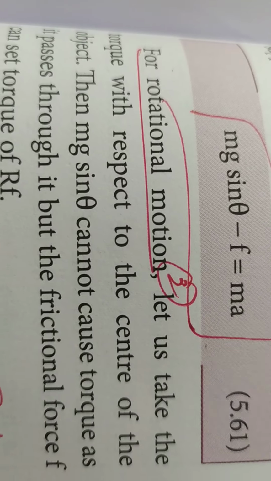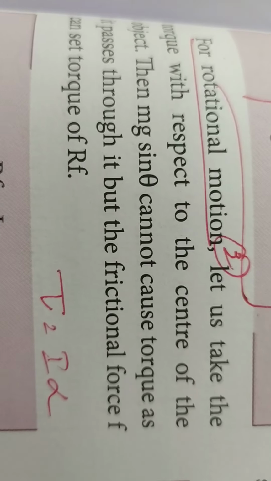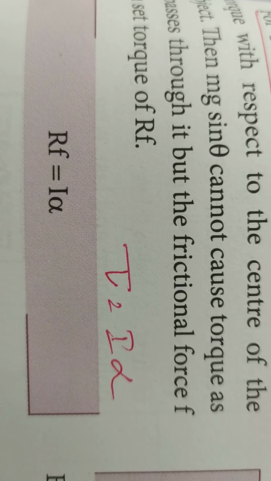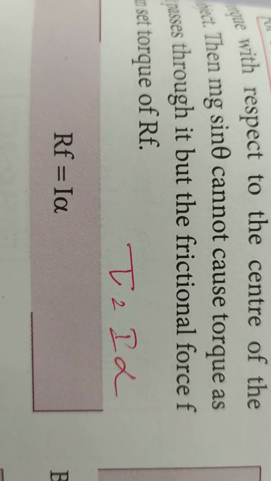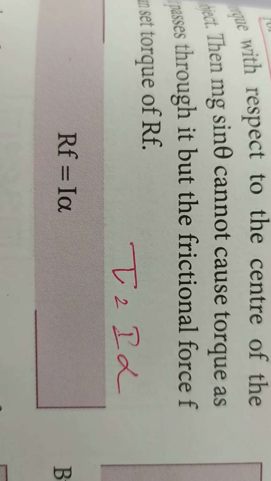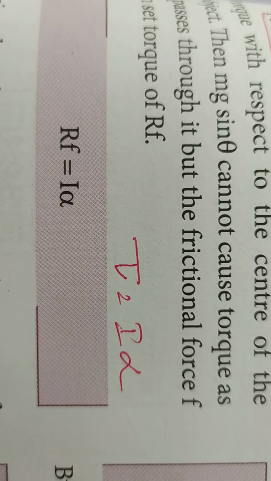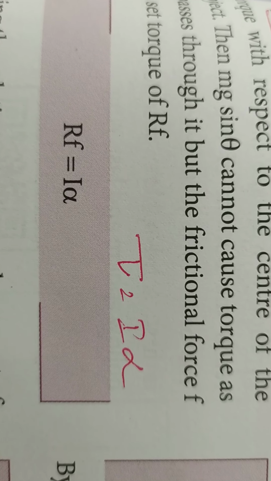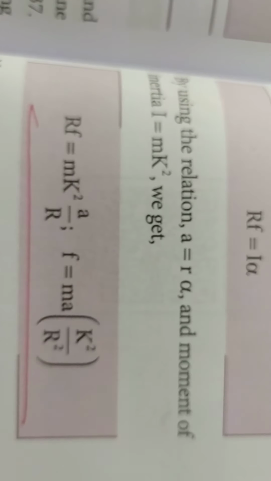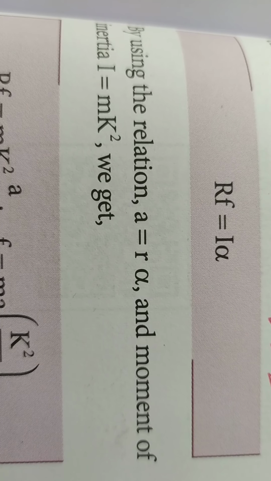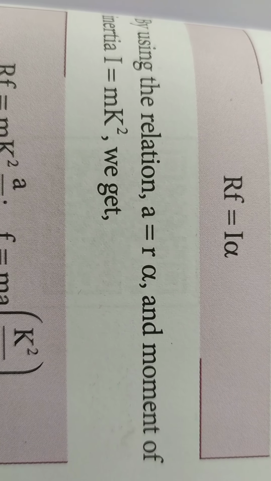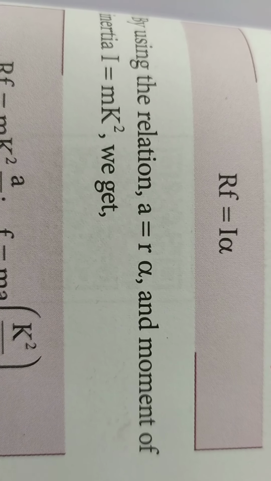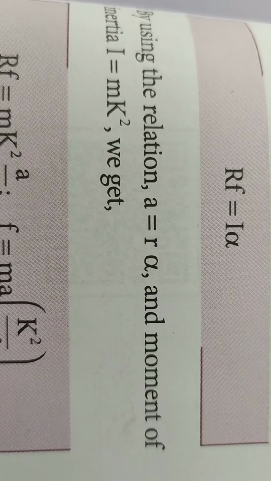And for rotational motion, since the object is rotating, you can take RF. RF represents tau, because tau is the moment of force. So force into distance will give you RF. RF is equal to I alpha, where I is moment of inertia and alpha is angular acceleration. And you can say that a is equal to R alpha, because you have a as acceleration and alpha as angular acceleration. So a is equal to R alpha, which means alpha is equal to a by R.